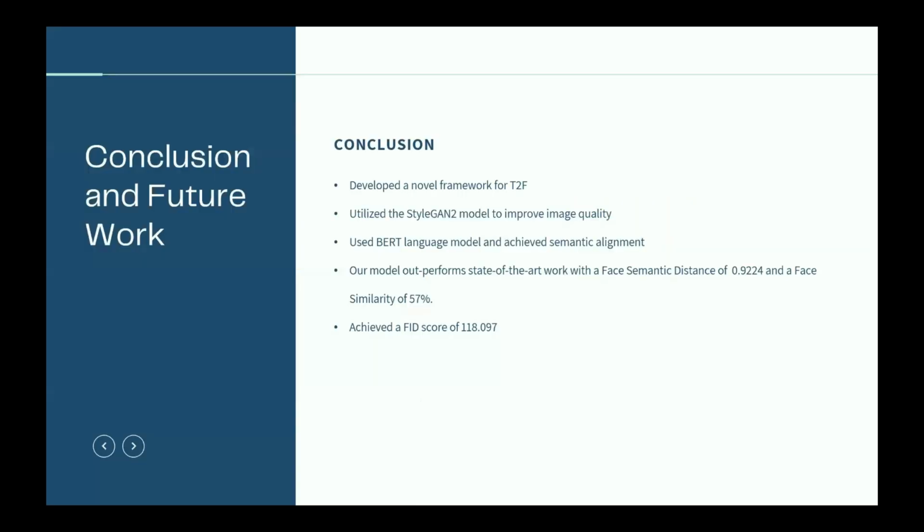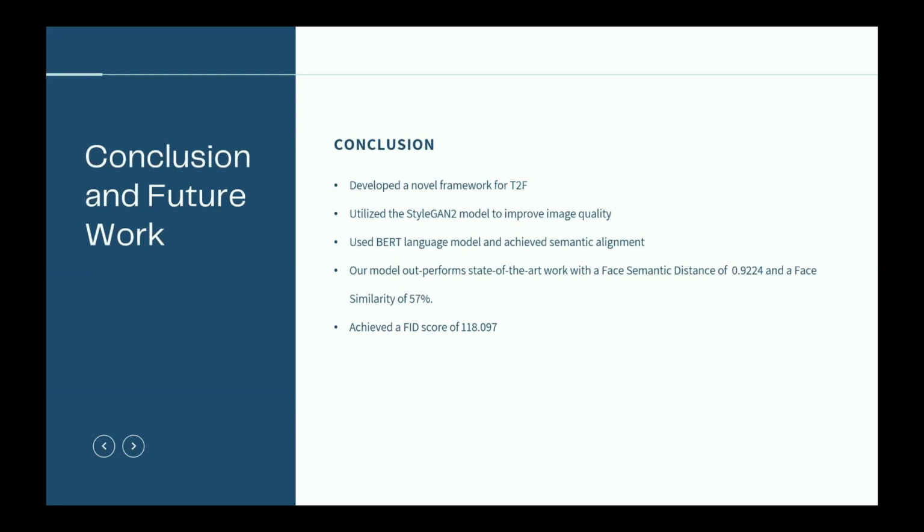So the overall objective of the research was to develop a framework for text-to-face generation. So we wanted to use StyleGAN2, and we were able to improve the image quality. We used the BERT language model and also improved the alignment of the images with their descriptions. And we could go up to 57% similarity with their ground truth images.